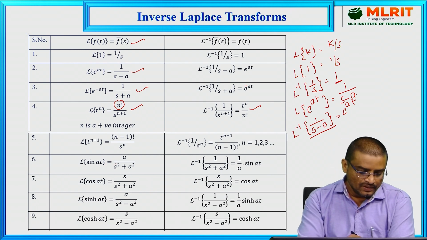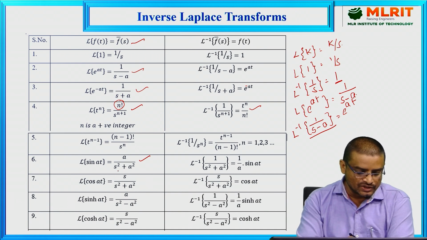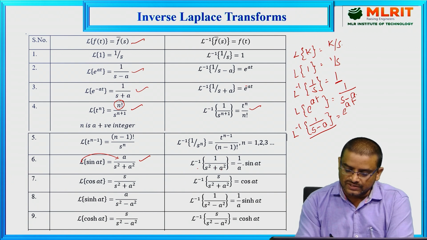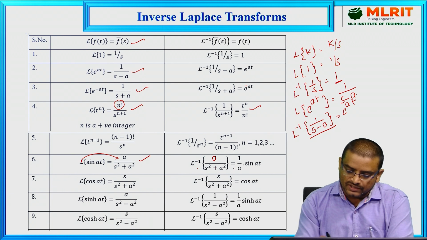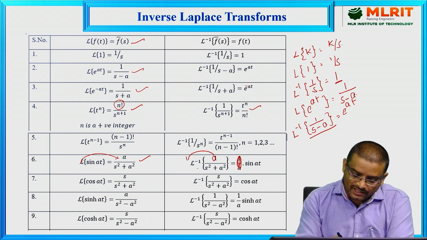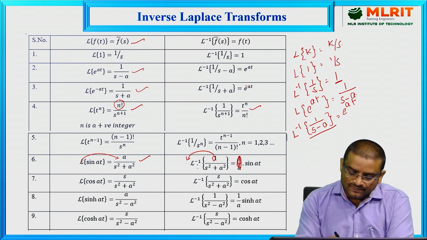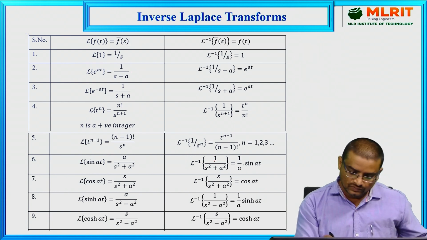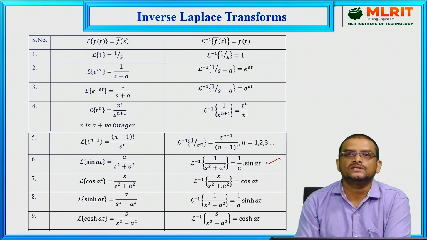And similarly, the Laplace transform of sin at, we have the standard formula, that is a by s square plus a square. Now you send this L to this side, it becomes L inverse of a by s square plus a square, which can be written as sin at. Here a is nothing but a constant, so we can take that constant outside the L inverse and send it to this side. So L inverse of 1 by s square plus a square we can take as 1 by a into sin at.